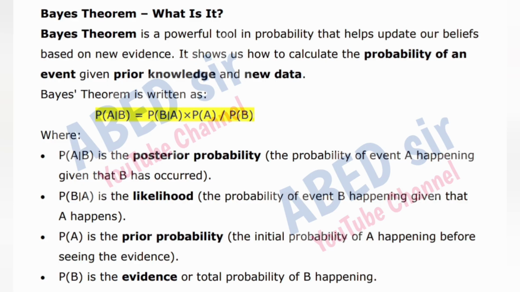Bayes theorem is written as P(A|B) = P(B|A) times P(A) / P(B), where P(A|B) is the posterior probability, the probability of event A happening given that B has occurred. P(B|A) is the likelihood, the probability of event B happening given that A happens. P(A) is the prior probability, the initial probability of A happening before seeing the evidence. P(B) is the evidence or total probability of B happening.